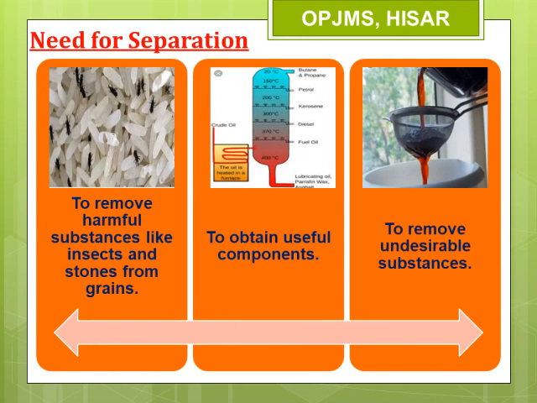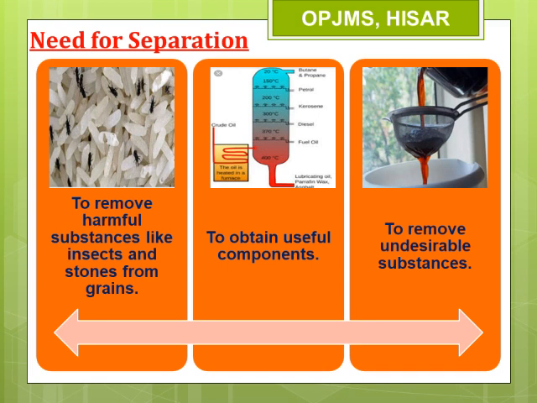Now the question arises: what is the need for separation of the constituents from a mixture? There are several reasons. The most important reason is removal of harmful substances. Sometimes when we buy wheat, rice and pulses from the market, these food grains usually contain small pieces of stones and insects. These stones and insects are harmful for us. That is why we need to separate them from wheat, rice and pulses before using them.